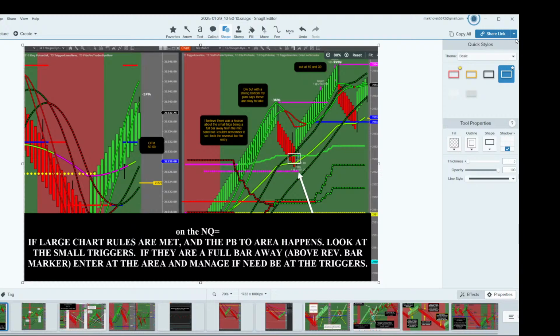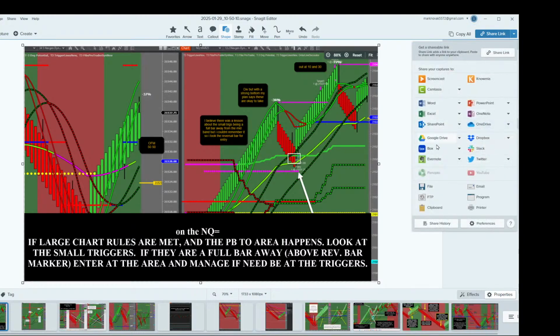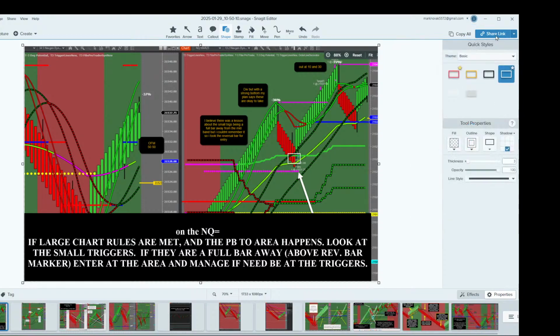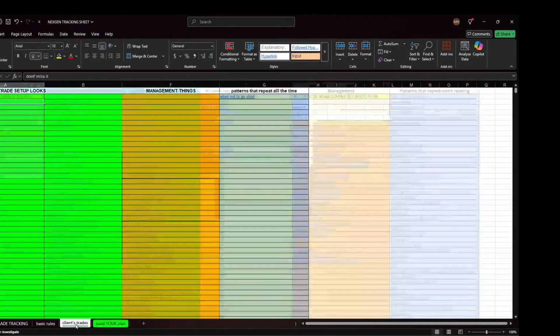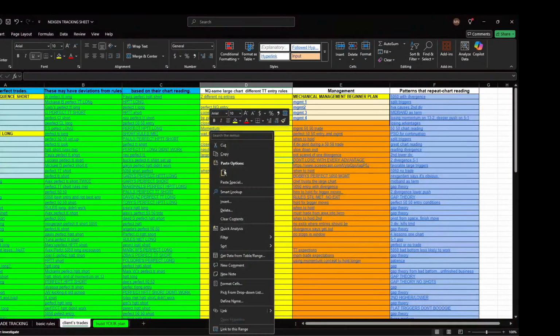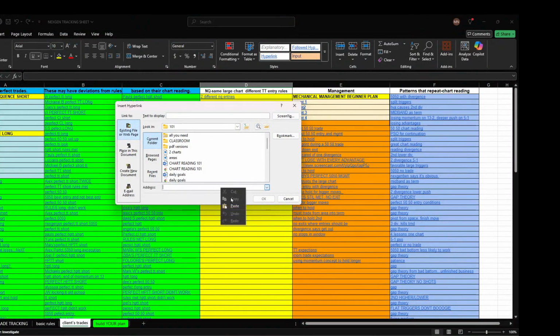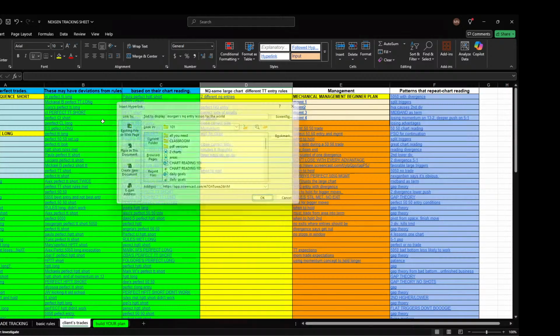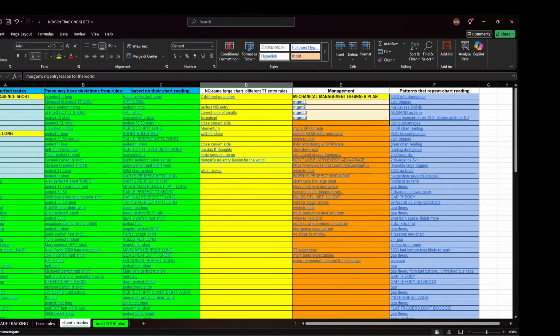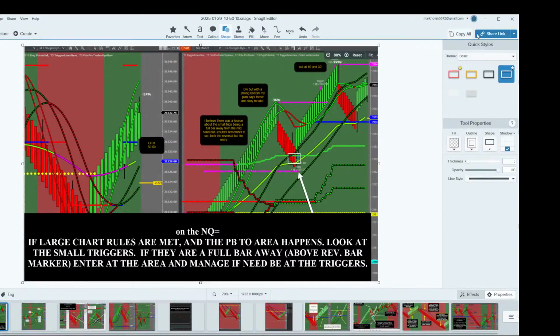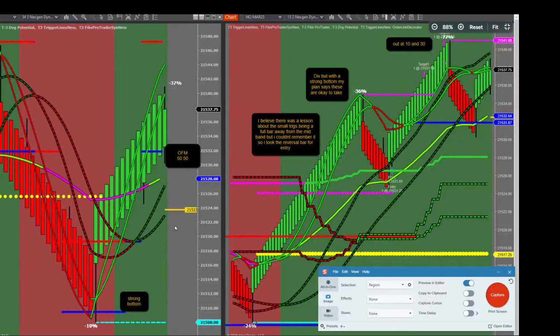So that's a pretty good one. That's a great picture. I'm stealing it, by the way. I'm going to steal it, and I'm going to go to the client trades and I'm going to put it in there, and we'll call it Morgan's NASDAQ entry lesson for the world. Give you a little credit for it. Great picture, dude. And that's it right there. But you knew the lesson, you weren't sure on the execution yet.